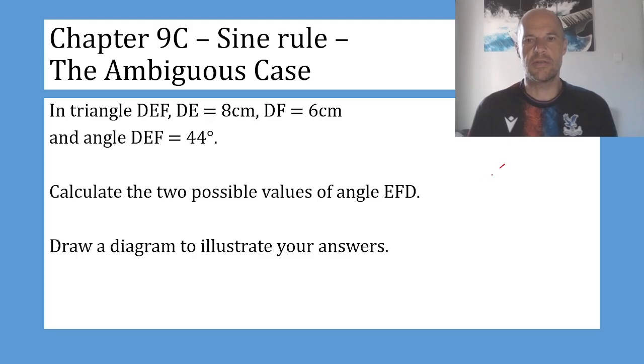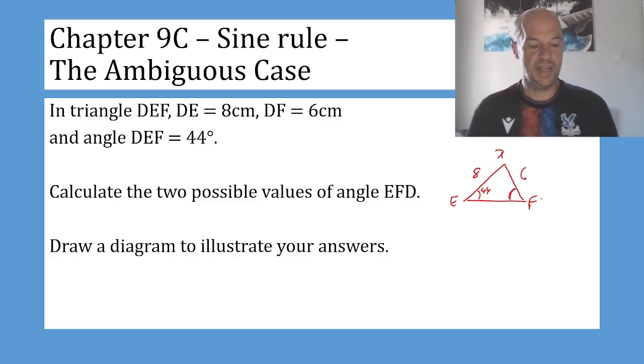I'm just going to draw a really terrible triangle, just a little sketch here. So DEF, and DE is 8, DF is 6 and DEF is 44 degrees. And we want to work out this angle EFD, or DFE, this angle here.